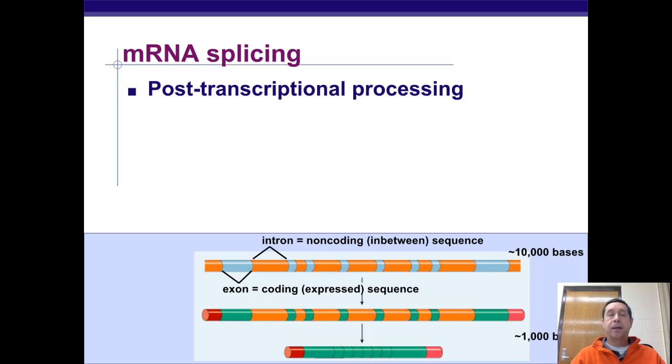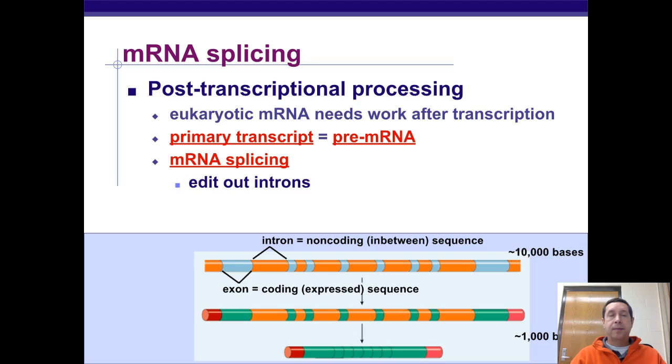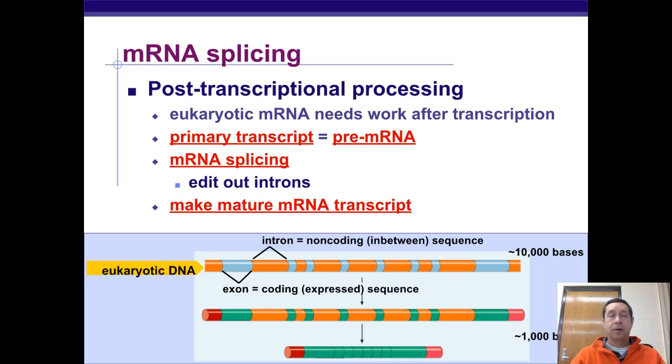So when RNA polymerase comes in, it transcribes the whole thing, introns and exons. But to make a functional messenger RNA, one that actually makes a functional protein, we've got to do things to the RNA. And one of the things we have to do is cut out the introns. So we call that the primary transcript or the pre-messenger RNA, the thing that's made initially. And then RNA splicing comes in, edits out the introns, makes a mature messenger RNA transcript, which then can leave the nucleus, go out to the ribosomes, and build a protein that works.